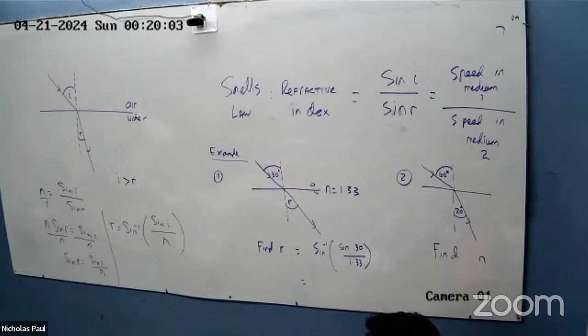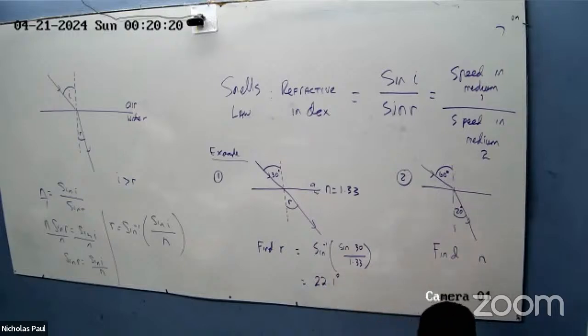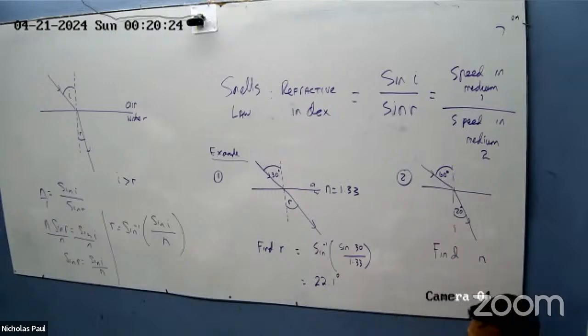Sine inverse of sine 30 divided by 1.33, close that bracket, 22.1. Okay? 22.1 degrees.